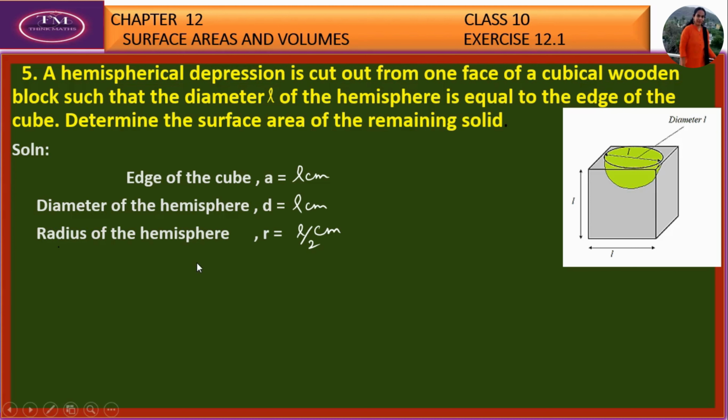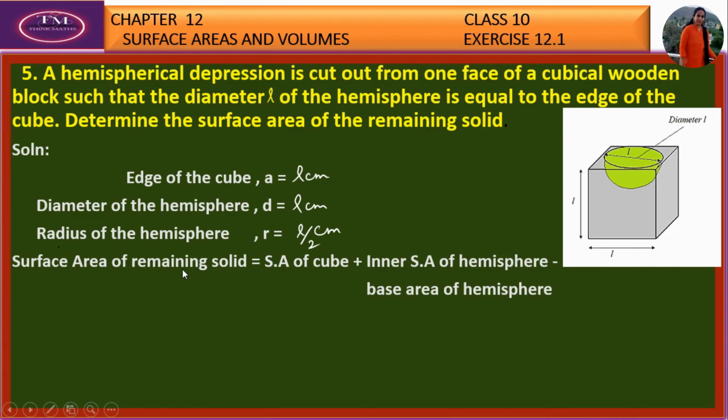Now we have to find out the surface area of the solid. So the surface area of the remaining solid is nothing but surface area of the cube plus inner surface area of the hemisphere, and we have to take out, this is hollow, so this base area is hollow. So this base area should be taken out from the cube. So minus base area of the hemisphere. Now surface area of the cube is nothing but 6a square and inner surface area is nothing but curved surface area of hemisphere, which is 2 pi r square. Base area is circular shape, which is pi r square.